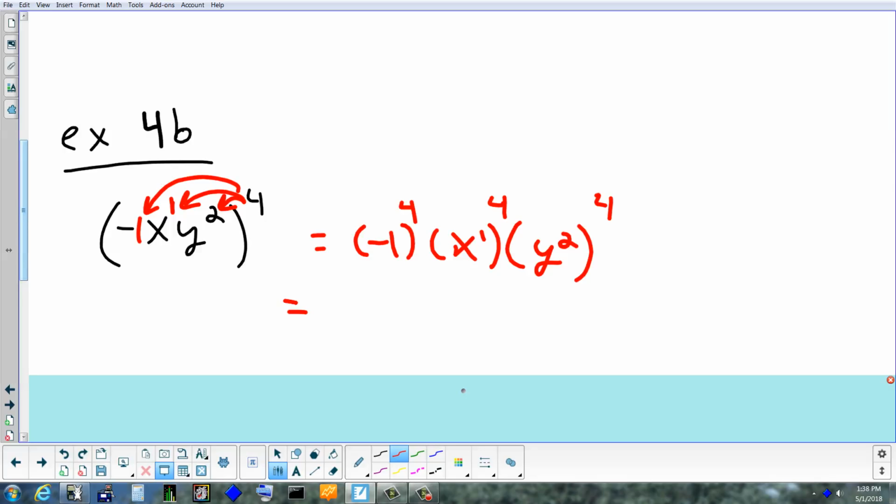What's negative 1 times negative 1? Positive 1. What's that times negative 1 again? Negative 1. And then times negative 1 again. Positive 1. So negative 1 to the fourth is positive 1.